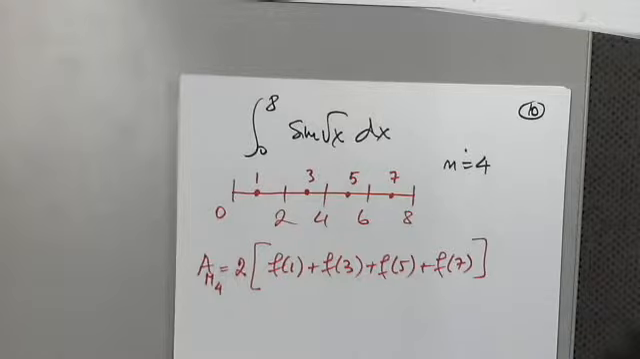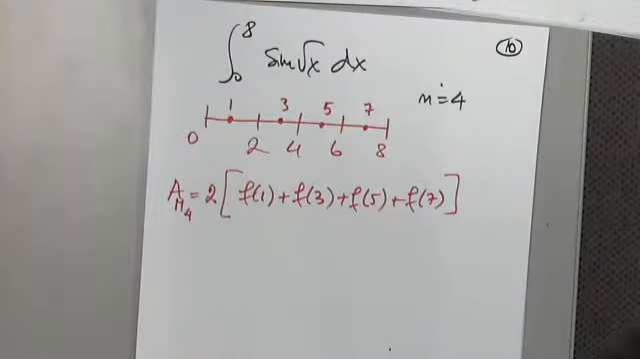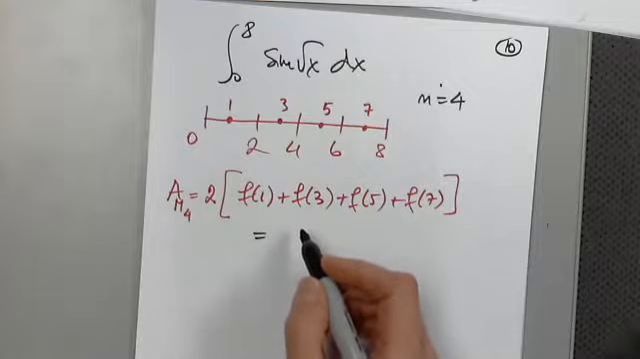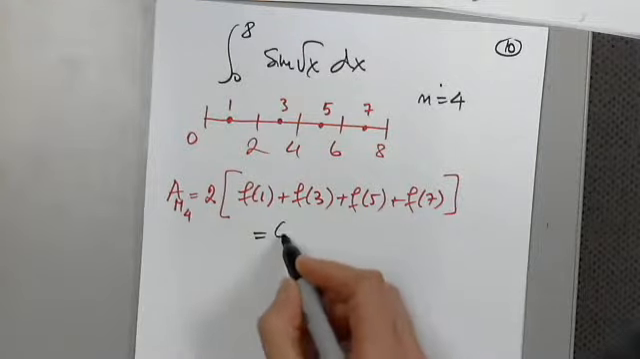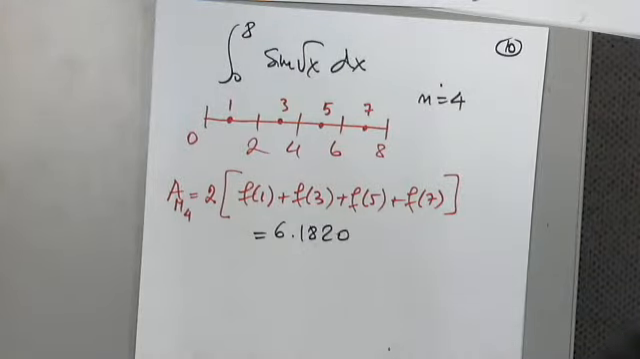Let me know what you get. I have 6.182. Exactly, that's what I got. Here it is: 6.1820. Agreed? Yes? Matt, do you need any help with that?